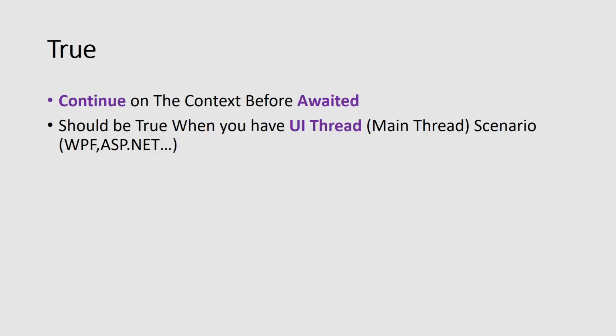If we set ConfigureAwait to true, it continues the code on the context from before the await, and this is a performance downgrade in library code, I mean. It's the default value, so it's not a downgrade, but if you set it to false, it's an improvement. And as I mentioned and explained earlier, you should set it to true when you have a UI thread or main thread scenario. This is so important, as I explained a little bit before.